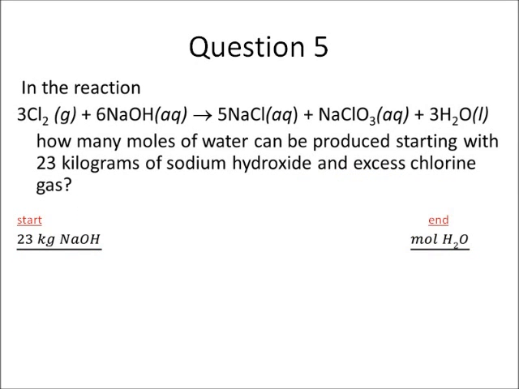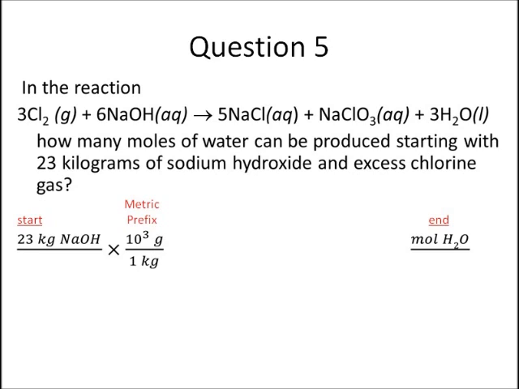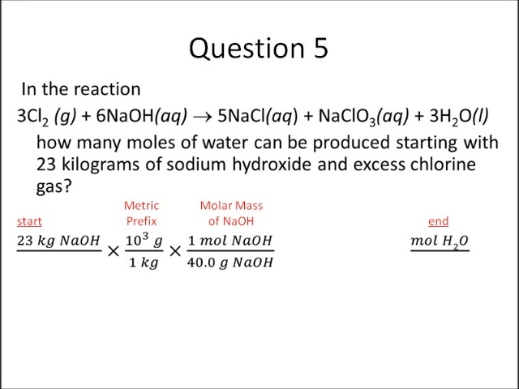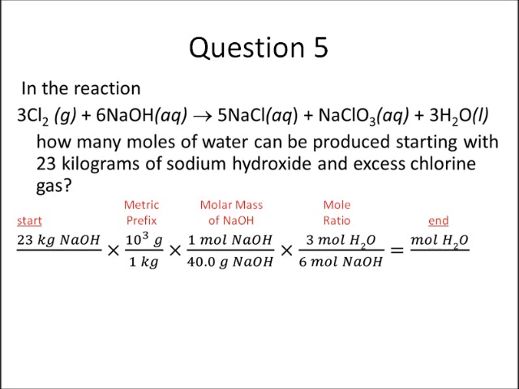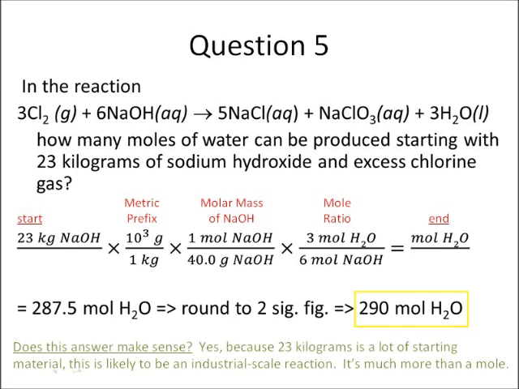So we decide where we're starting, that's the number given in the problem, and we define where we want to end up. Then we're going to use our metric prefix. There are 1,000 grams in 1 kilogram. Then we're going to use grams to moles, that's the molar mass of sodium hydroxide. And finally, we're going to use a mole ratio from the balanced chemical equation. For every 6 moles of sodium hydroxide, we're going to be able to make 3 moles of water. And we get a numerical answer, which is very large. And that makes sense because 23 kilograms is a large amount of starting material.